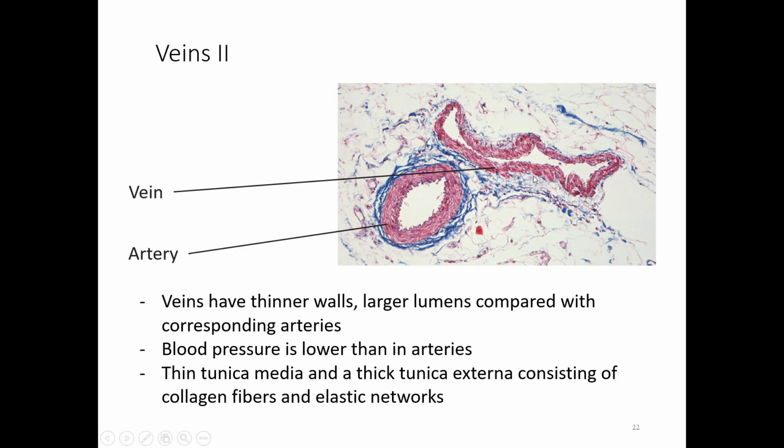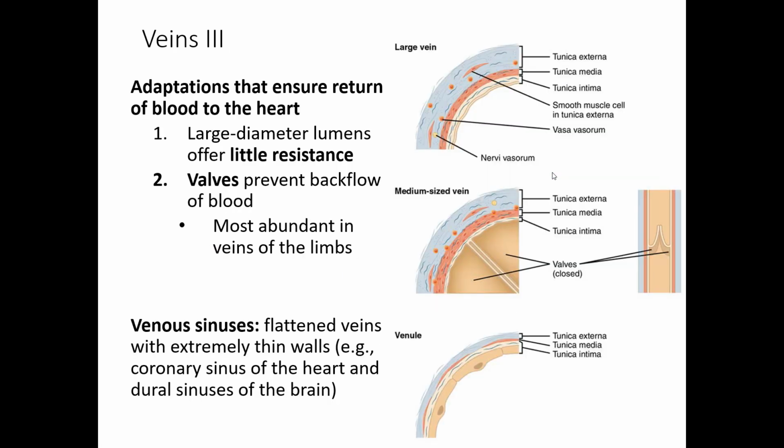Comparing with arteries, veins have thinner walls on average, larger lumens, we said about it already, and blood pressure is always lower in veins comparing with arteries. And tunica media, which is your smooth muscle layer, is thinner in veins comparing with arteries, and it has less elastic fibers.